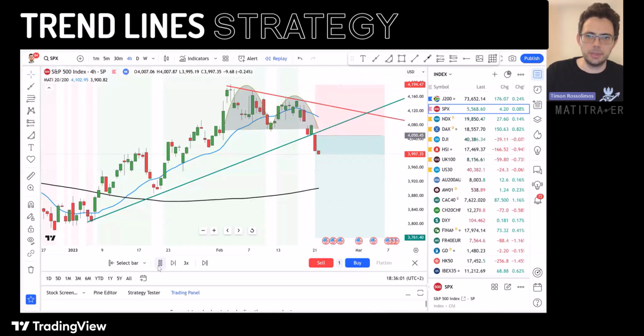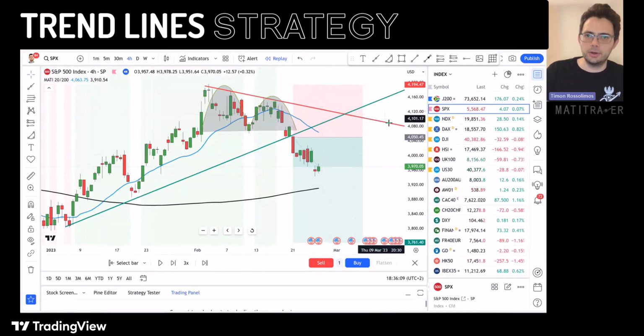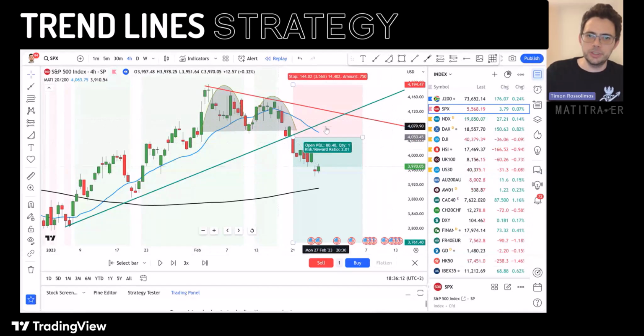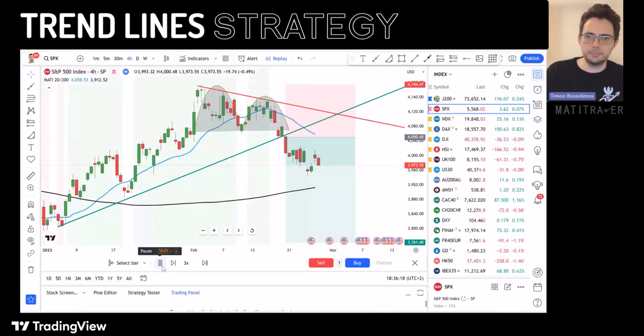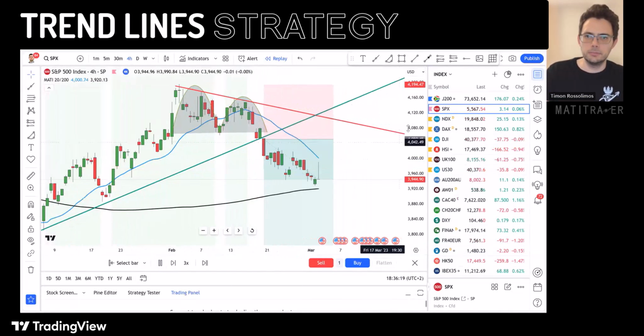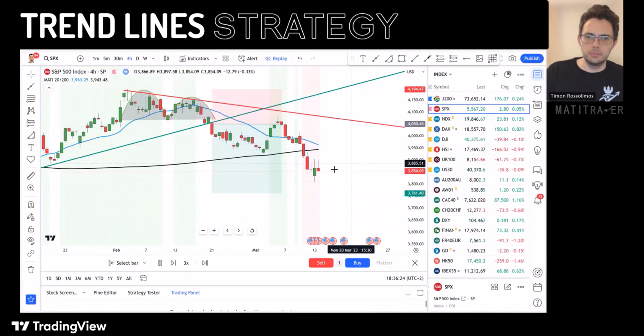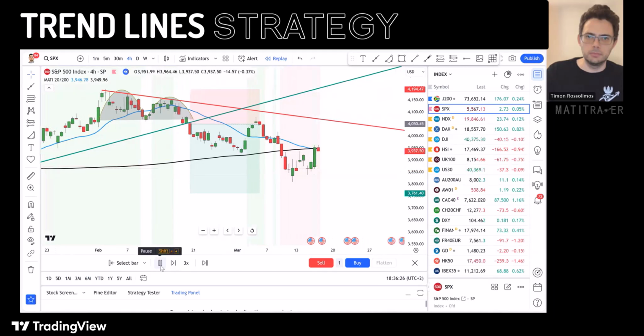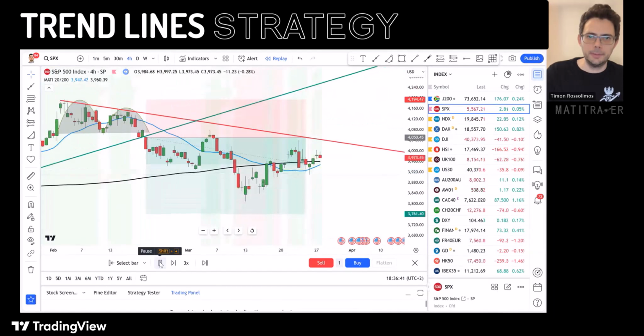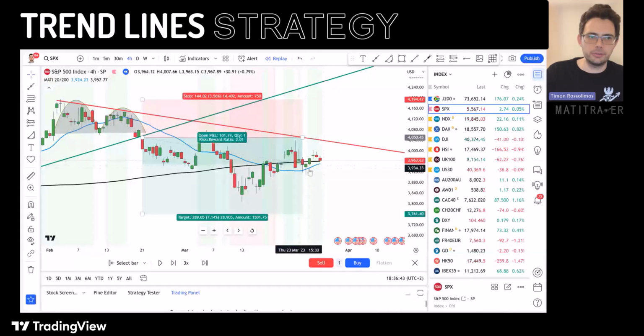So if we continue to play, you've got your safety line over here. The red line is the safety line because we are shorting. You've got your trigger line over here, which is now null and void because it crossed. So you can see how it plays. Now you can see the moving averages are quite close to each other.